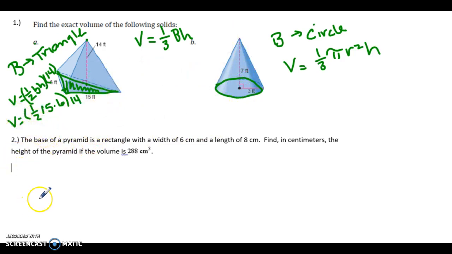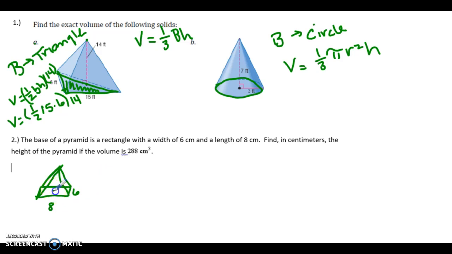Number 2 says the base of a pyramid is a rectangle. And so it would look something like this when I draw it. Here's my pyramid. And the rectangle has a width of 6 and a length of 8. So I'm going to put 6 here and 8 here. Find in centimeters the height of the pyramid.